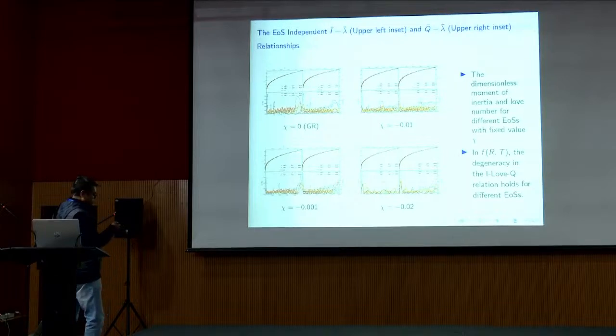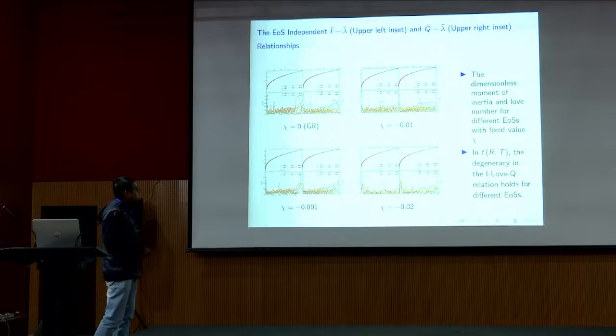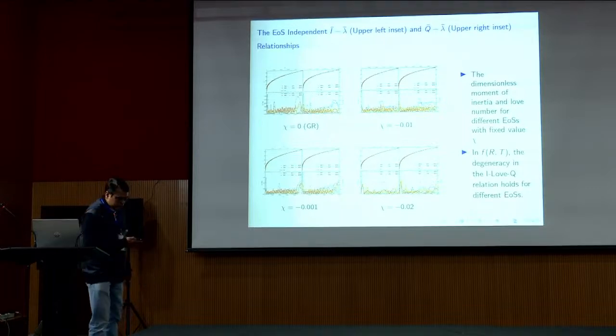And it is also an equation of state independent parameter. That means if we put here the GR value, six equations of state have been put here, in all these cases it is independent of the equation of state. So we see all the curves nearly coincide, that means all the equations of state have the same type of result. So the I-Love-Q relation holds for different equations of state.